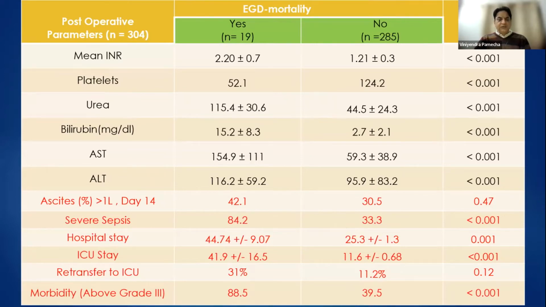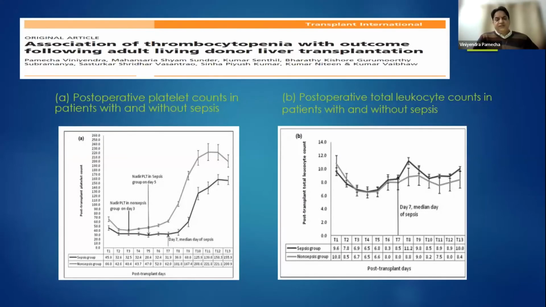That's why they have prolonged hospital stay, ICU stay, re-transfer to ICU as well, and the overall morbidity is high. So how can we find sepsis early in this group of patients? There are simple things which can predict sepsis, like how the platelet counts are after the transplant. What we have seen is that in patients who don't have sepsis, the nadir platelet count is reached on day 3. In those who develop sepsis, the nadir platelet count is on day 5. So if you have a patient with consistent thrombocytopenia, suspect sepsis or early graft dysfunction, and you have to be careful about hiking up immunosuppression there.